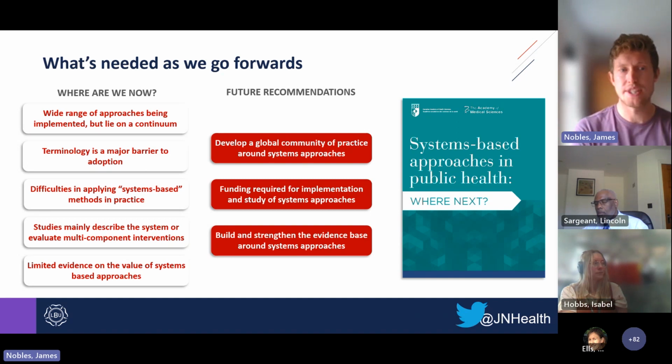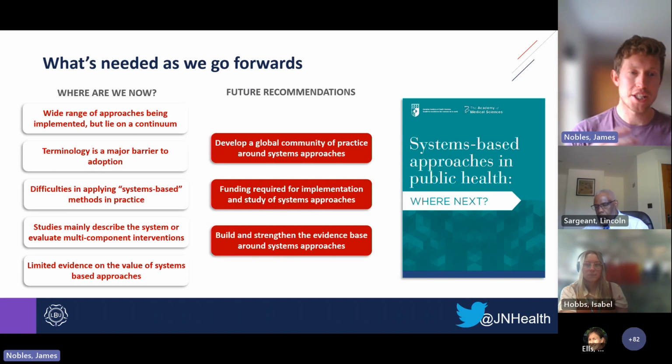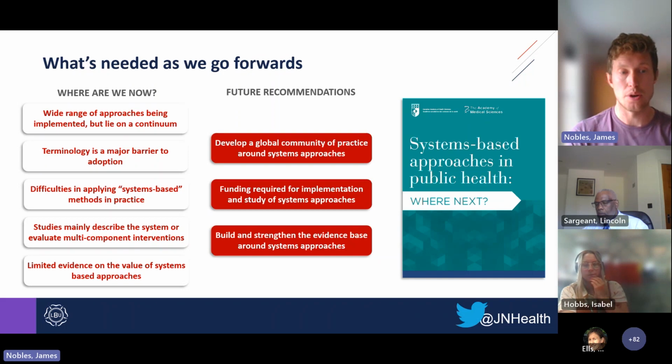The second main point was that funding is required to support both the implementation of these approaches, but also from an academic standpoint, and the bit that I was probably more interested in is, well, actually, we need some more funding to really study what's going on within these approaches. And if we get that, then there's the opportunity to really build and strengthen the evidence base around these sorts of approaches in the future.